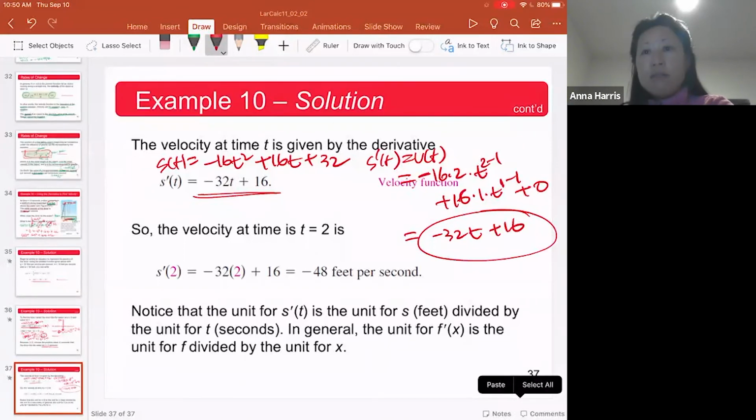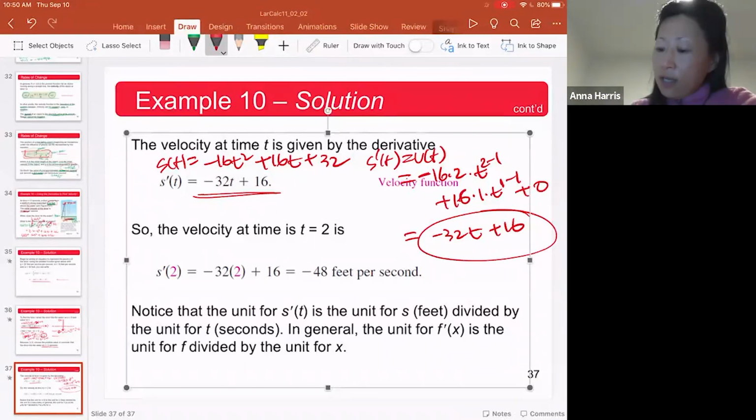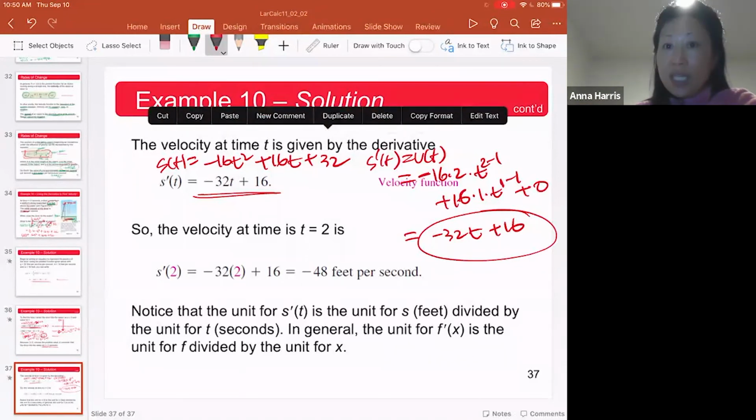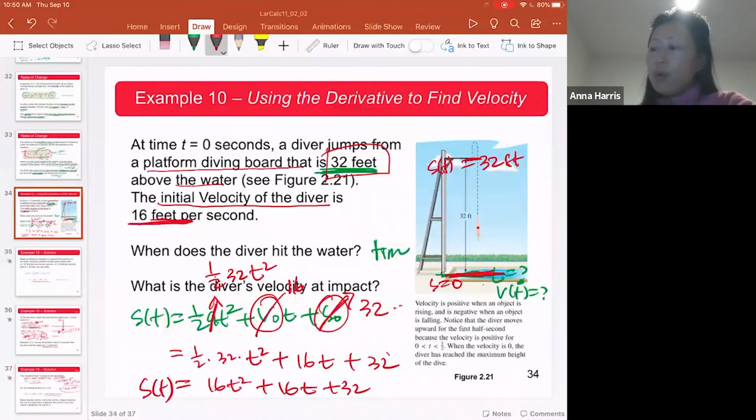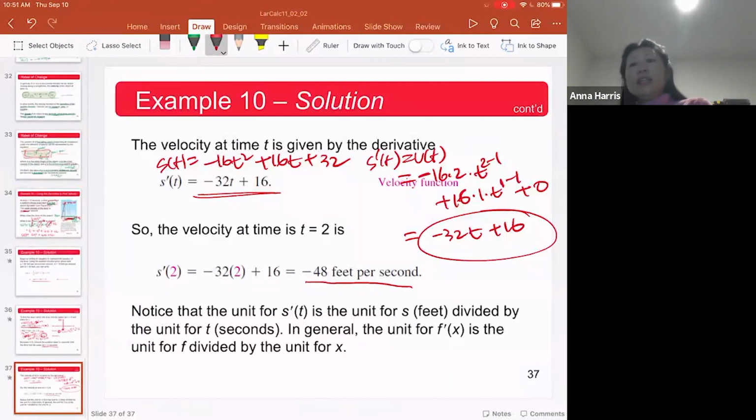Now, they want to know what's the velocity at the impact of touching the water, right? So I'm plugging in 2 as my t. So -32 times 2 plus 16, which will give you -48 feet per second. So when this person dives down, right here, the velocity is -48 feet per second. That's pretty fast. Okay, any questions so far?